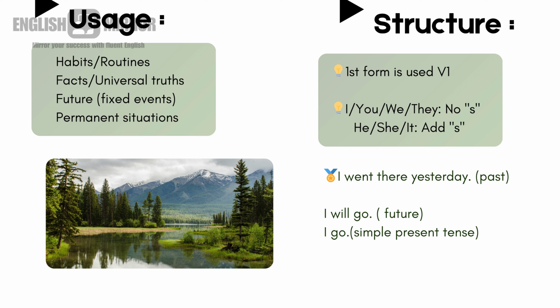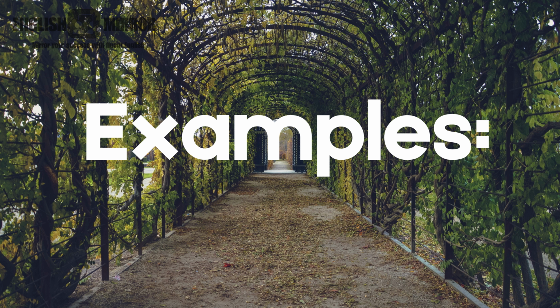The next most important thing is to understand the structure of simple present tense. The structure is very simple. First thing to notice, we will be using verb form 1, that is the first form of the verb, or V1 form, in simple present tense. The structure is subject plus verb form 1 plus object. You should have a clear idea about the structure so that you will find it very easy to write sentences properly. Now let's see examples one by one.